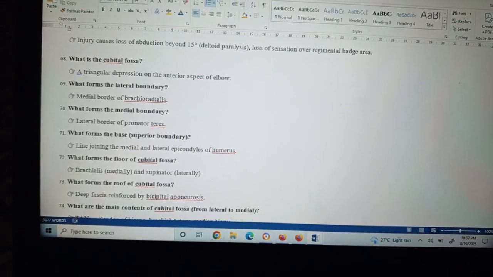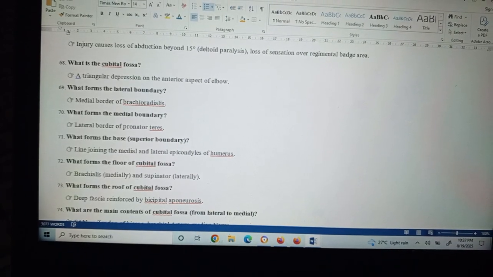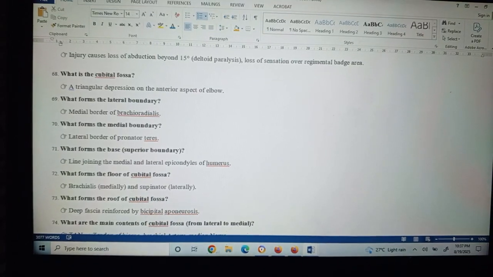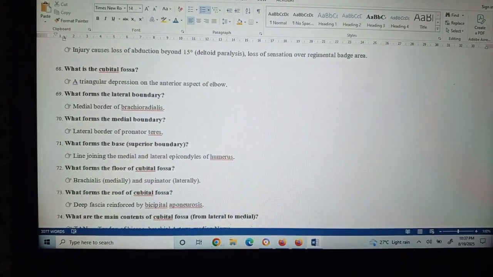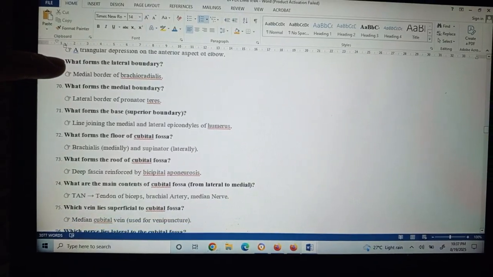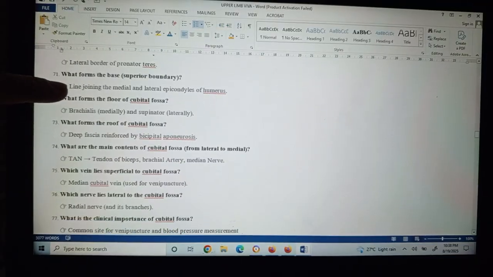Okay. Now, what forms the base, the superior boundary? A line joining the medial and lateral epicondyle of the humerus. What forms the floor of the cubital fossa? Brachialis medially and supinator laterally. What forms the roof of the cubital fossa? Deep fascia reinforced by the bicipital aponeurosis.